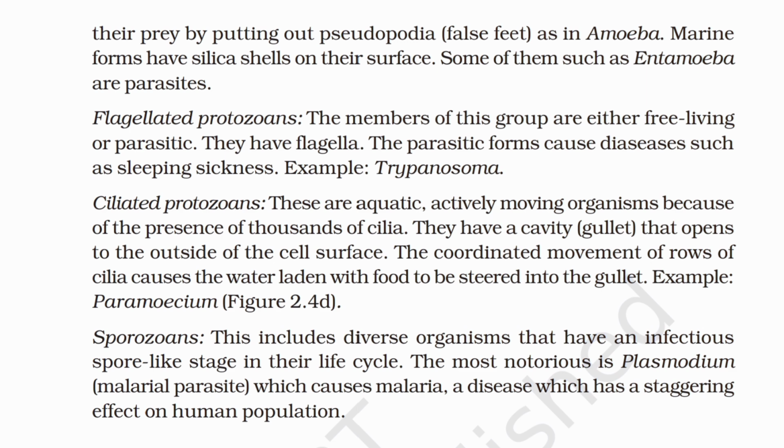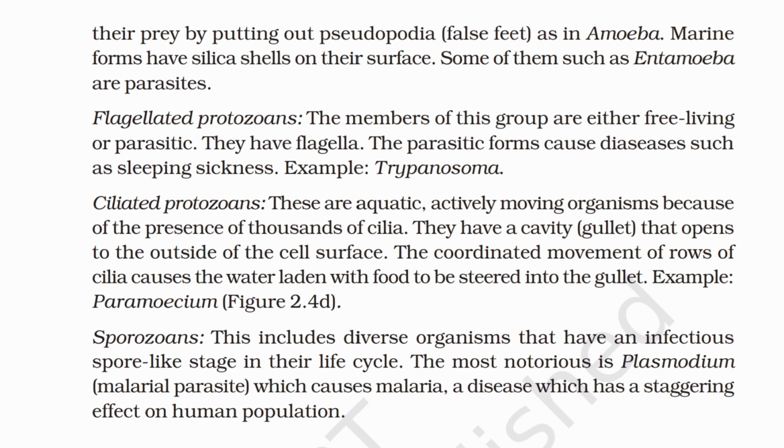Flagellated protozoans. The members of this group are either free living or parasitic. They have flagella. The parasitic forms cause diseases such as sleeping sickness, for example, Trypanosoma. Ciliated protozoans. These are aquatic, actively moving organisms because of the presence of thousands of cilia.